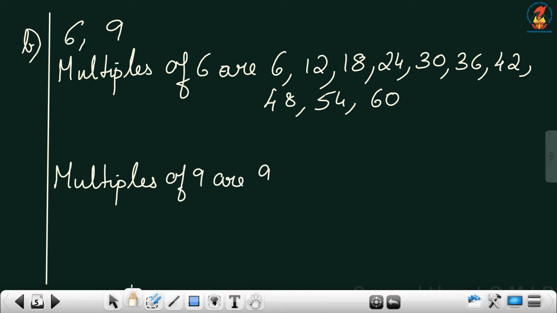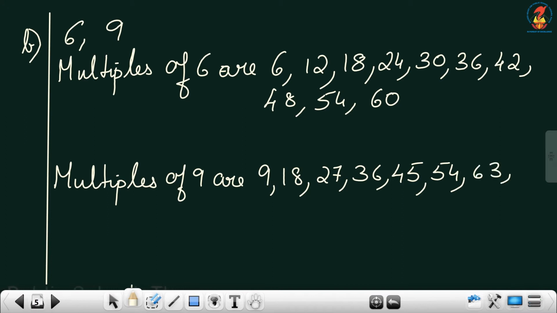Starting from 9. 9 ones are 9. 9 twos are 18. 9 threes are 27. 9 fours are 36. 9 fives are 45. 9 sixes are 54. 9 sevens are 63. 9 eights are 72. 9 nines are 81. 9 tens are 90. Okay.